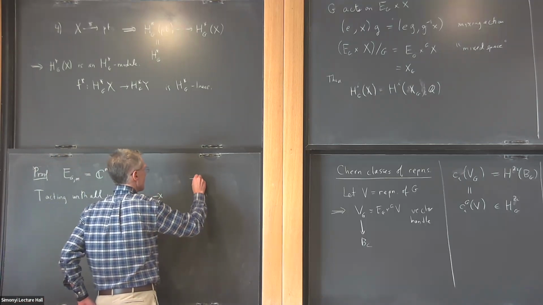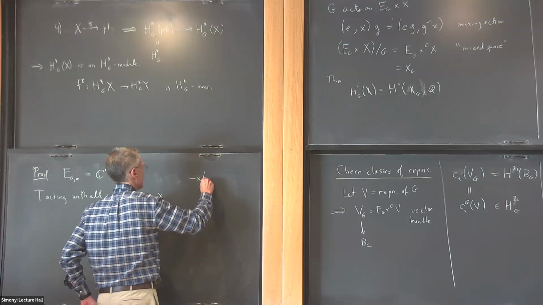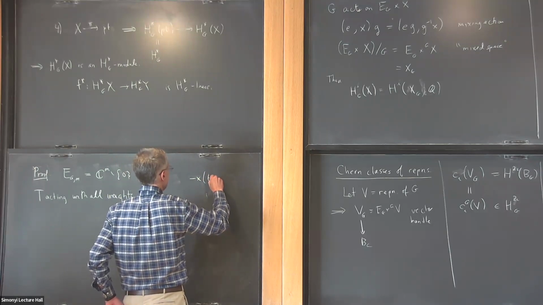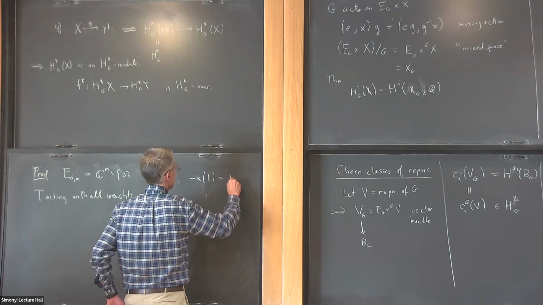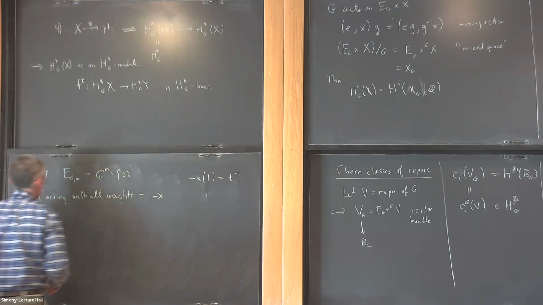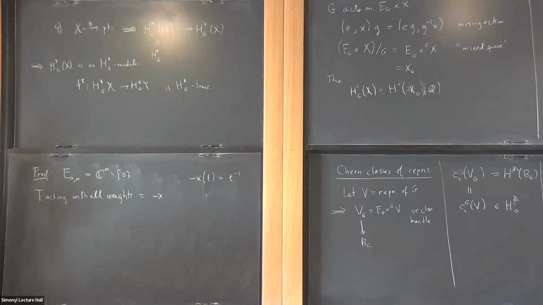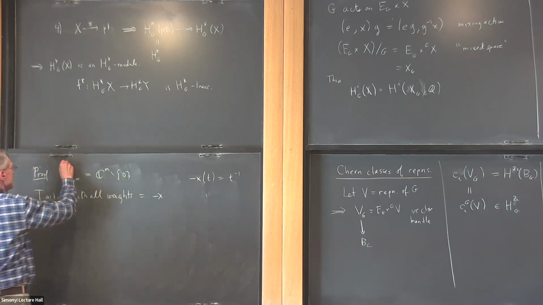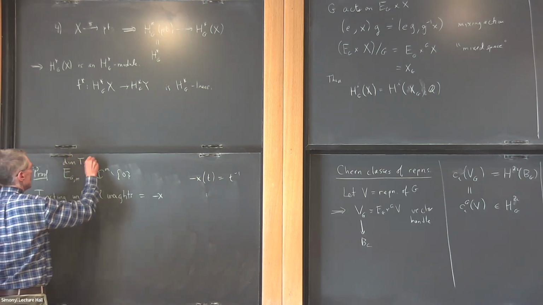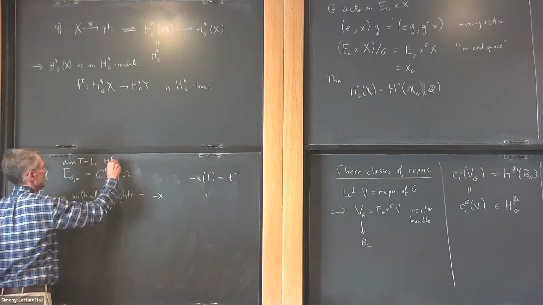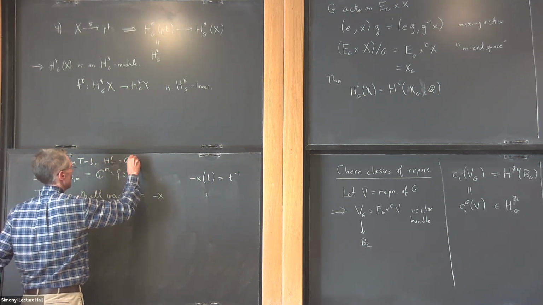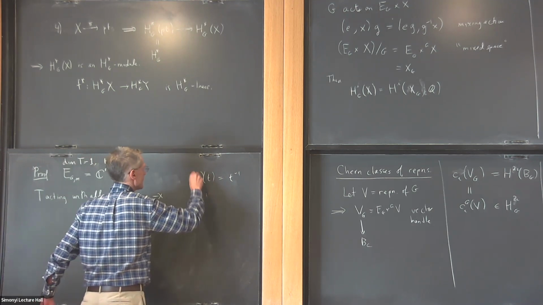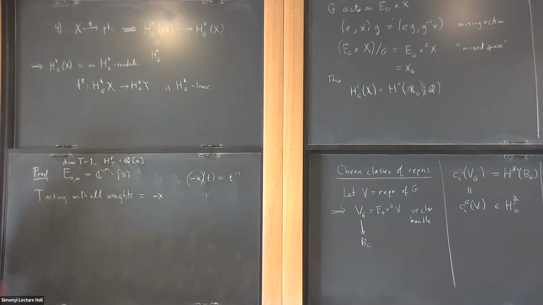So the character minus x evaluated at t is t inverse. I forgot to say this at the start: I'm going to assume in this proof that the dimension of T is 1, because then I can get the general case by the Künneth formula if I like. So the dimension of T equals 1, and H star of BT is Q[x]. That is what I mean by T acting with weights minus x.